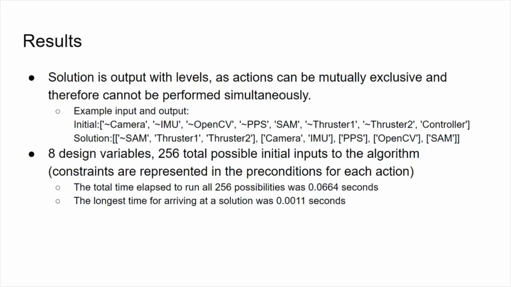And then using that system that we defined and showed on the previous slide, it was able to work through the graph and provide this solution, where at the first level, the vehicle will disable the SAM and then enable the thrusters. And then at the second level, it will enable the camera and the IMU. At the third level, it will enable the PPS signal. And then at the fourth, OpenCV. And finally, it will re-enable SAM and have everything back in an operational state.